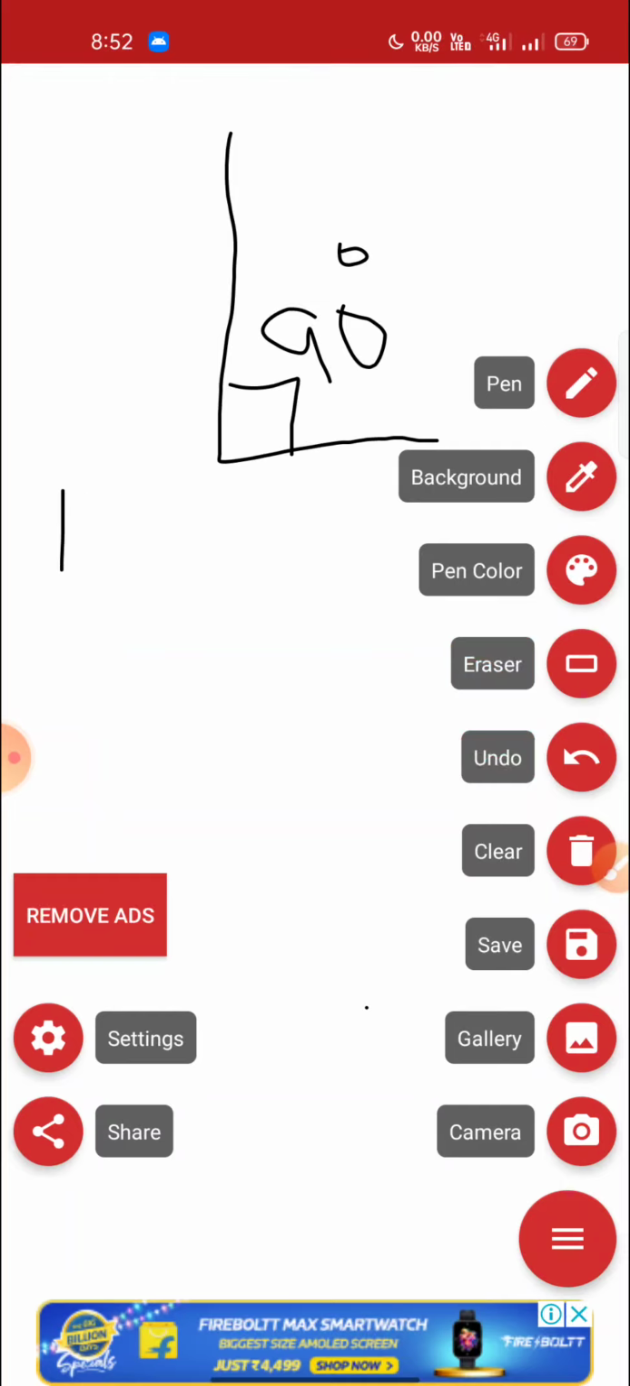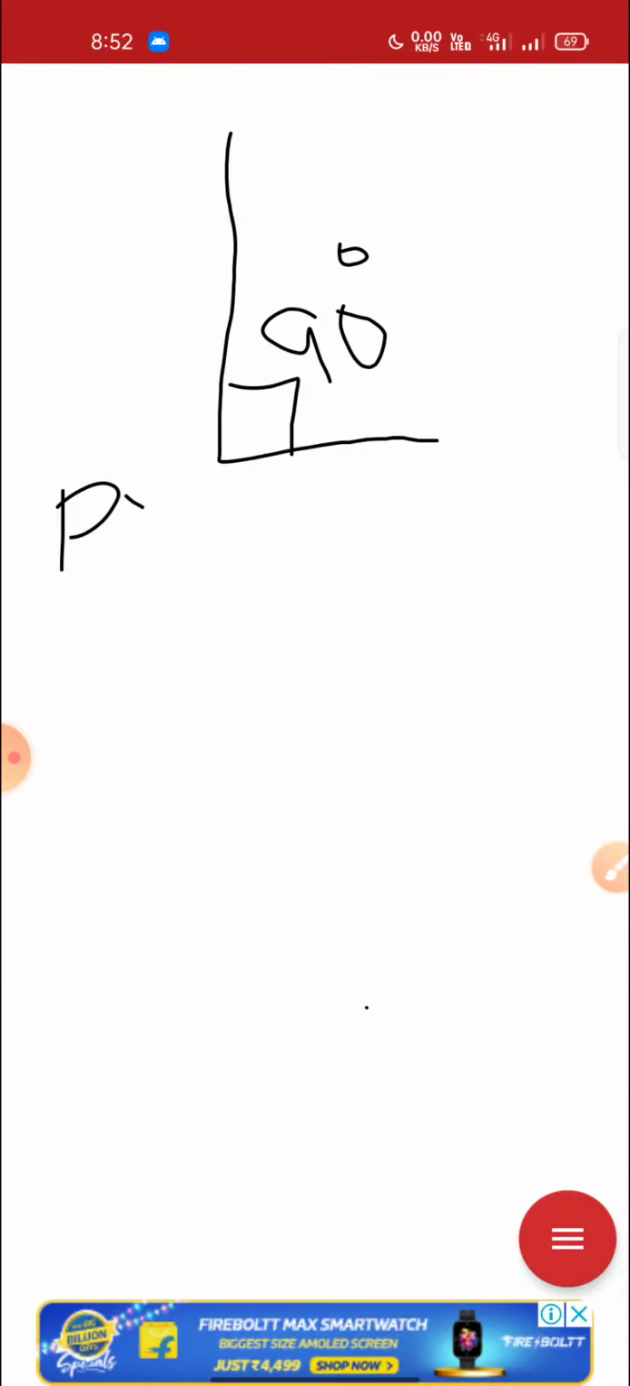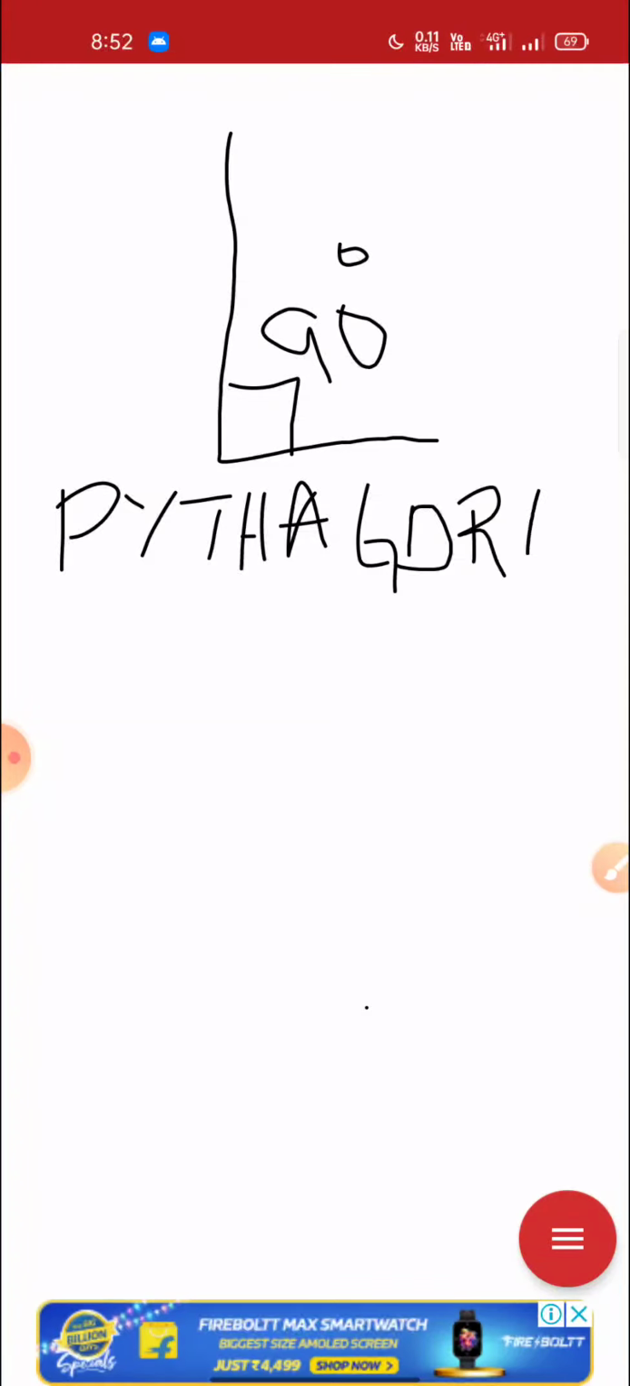Okay, you please copy this in your copy. Make sure you copy it in your copy. Pythagoras. You can slowly do it as Pythagoras, but if you do it fast, it'll be Pythagoras theorem. Okay, Pythagoras theorem.